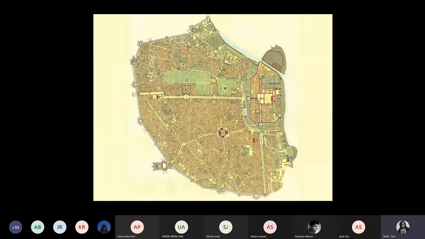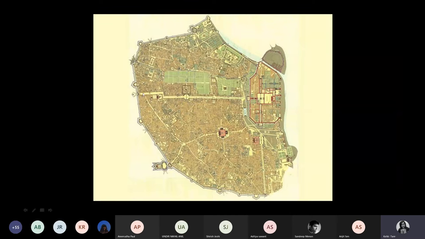So another example if we look at is Shahjahanabad, that is old Delhi. At first glance, it seems like a very chaotic distribution of pathways, but if you look, this also has very clearly defined paths that you can identify.